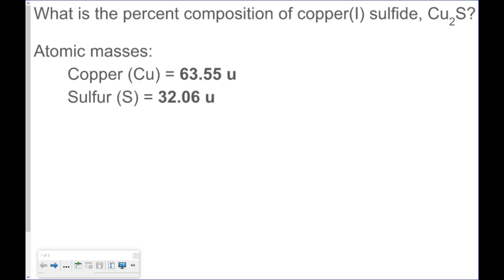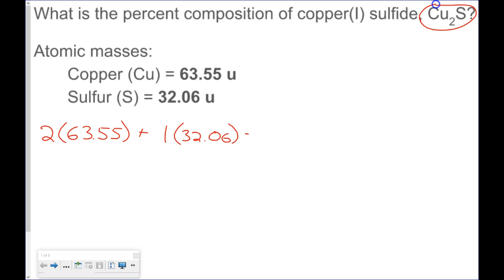We're going to do some practice problems here with percent composition and the breakdown of some various compounds that we're going to look at. First one here, we're going to look at copper sulfide. So I'm going to have my copper sulfide there. I'm going to work out its total gram molecular mass. So 2 times the mass of copper plus 1 times the mass of sulfur. That's going to work out to be 159.16 grams per mole.